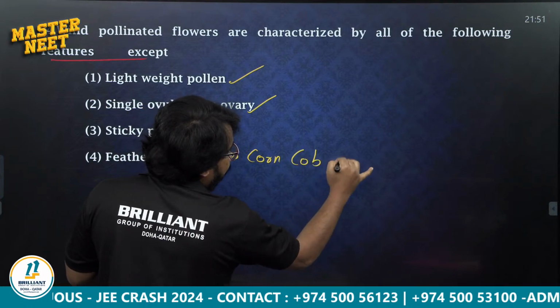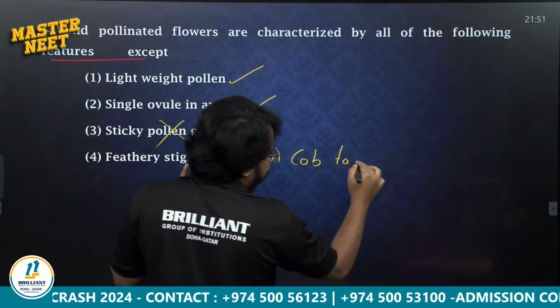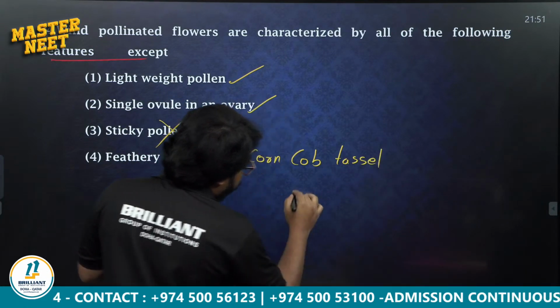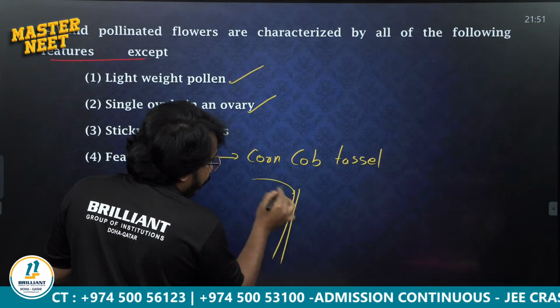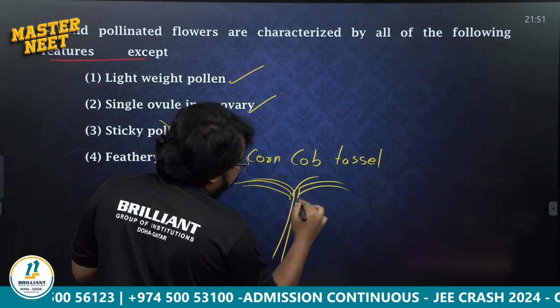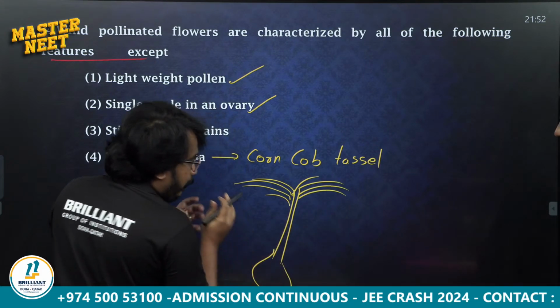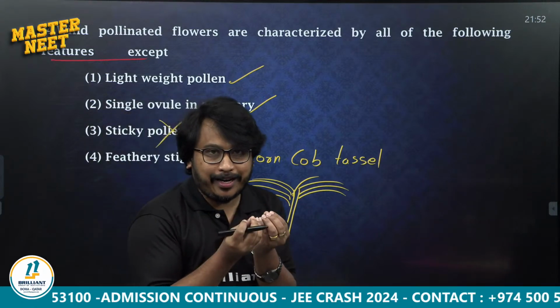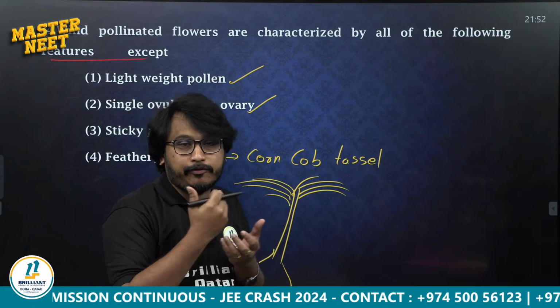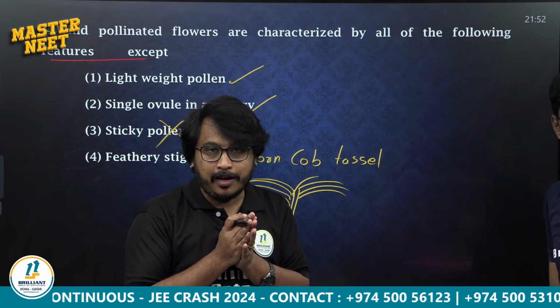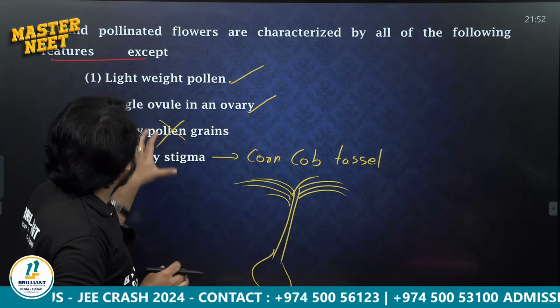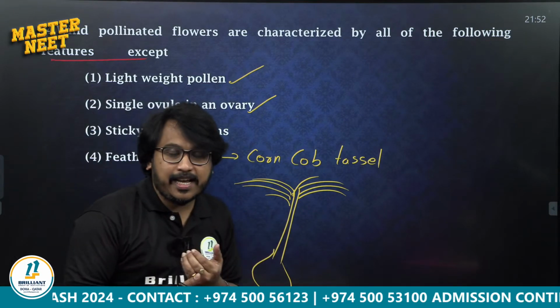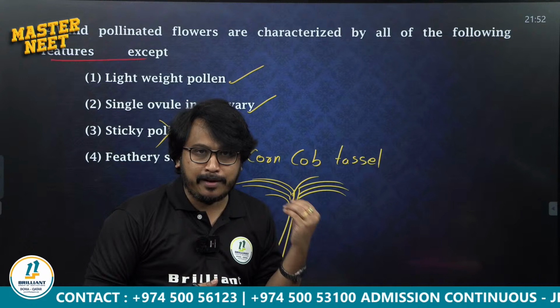corn-cob tassel, 2023, last year the NEET question it is. So in corn cob, you should understand they will be having a feathery stigma like this on the style. The purpose is to trap the pollen grain. So tassel, the question came, what is the function? The main function is trapping what? The pollen grains. So all these are the characteristic of plants that are pollinated by wind, anemophily.